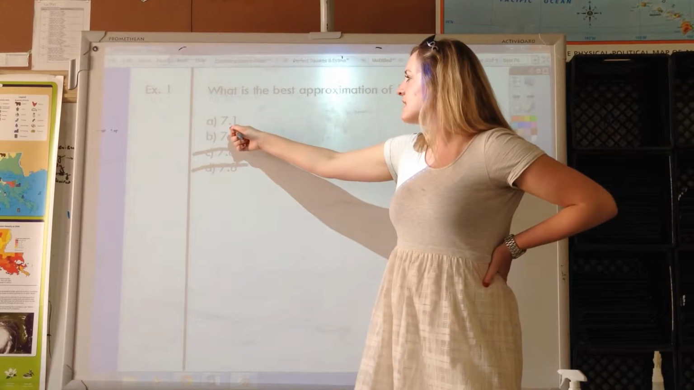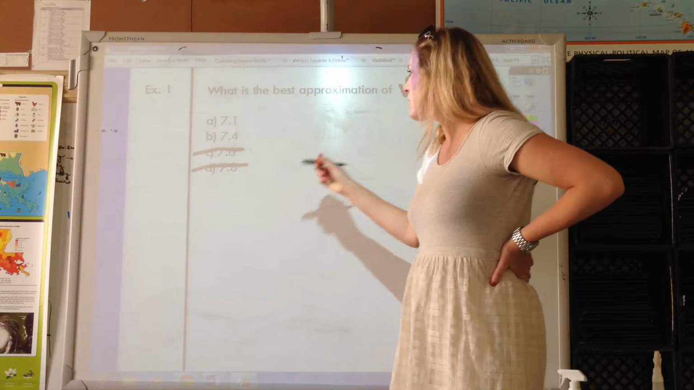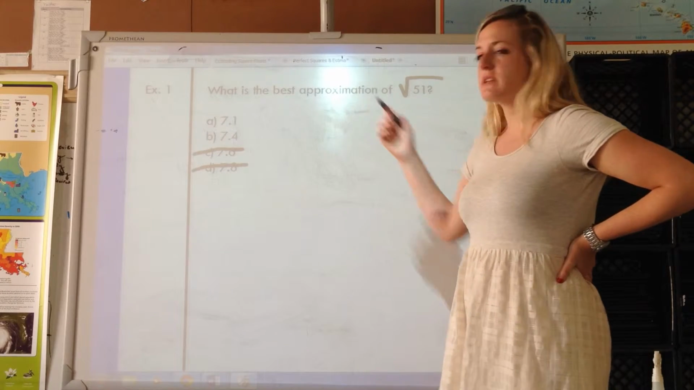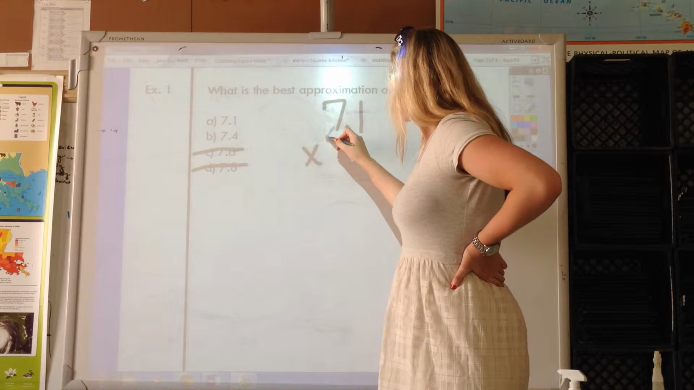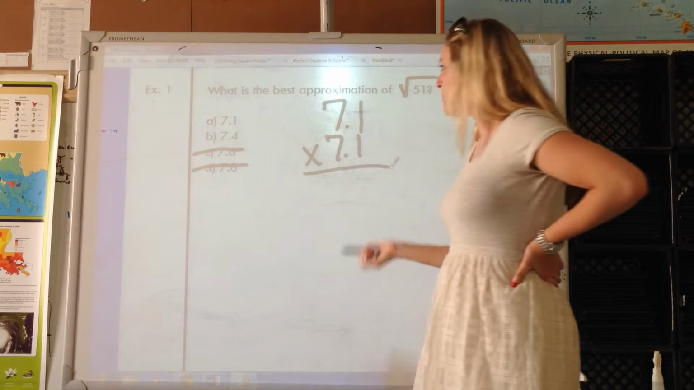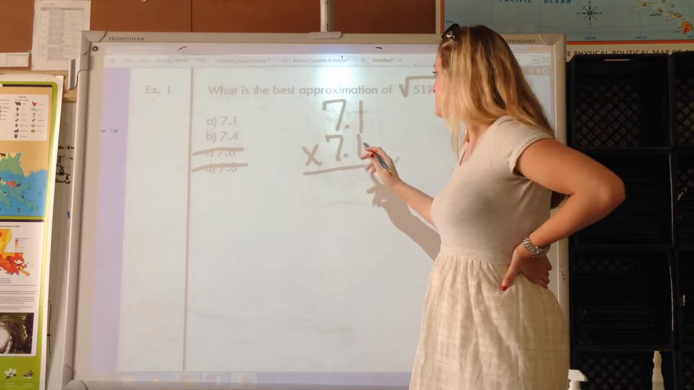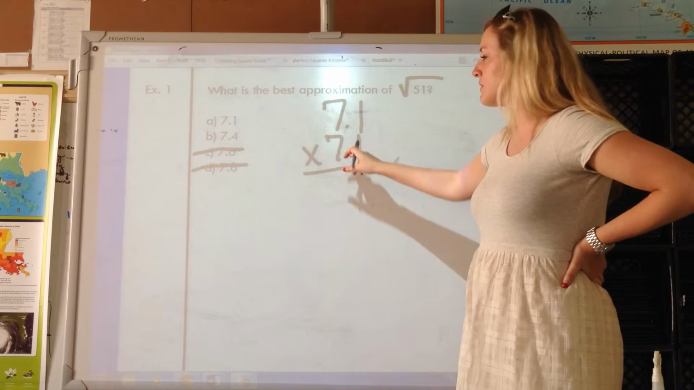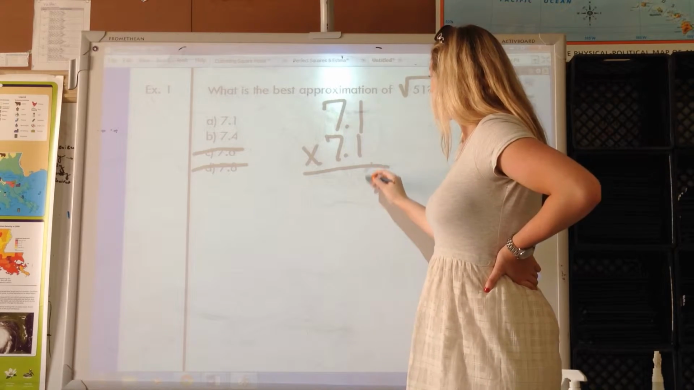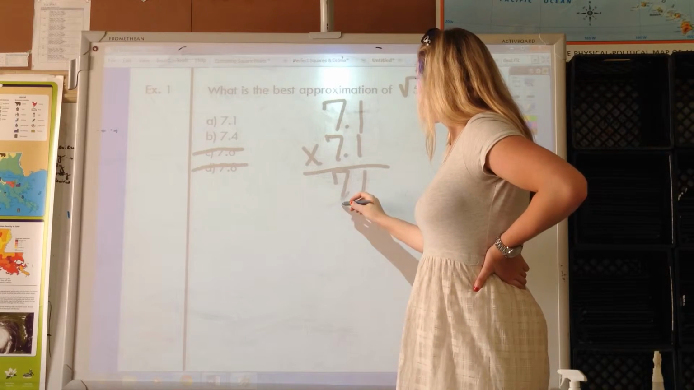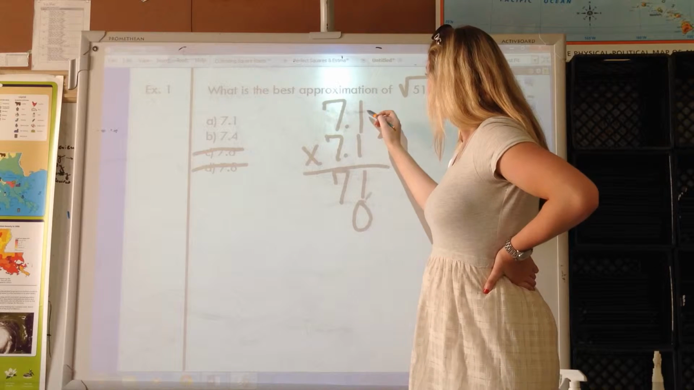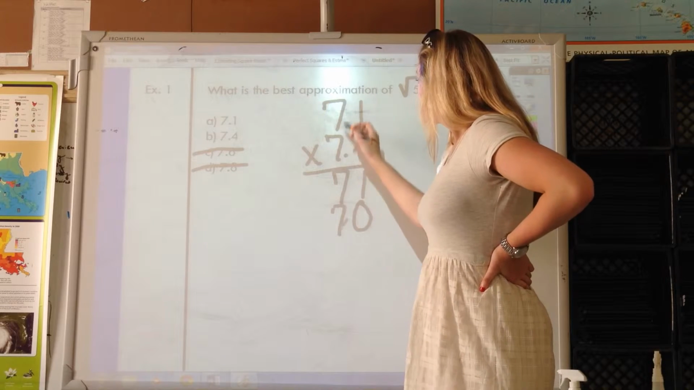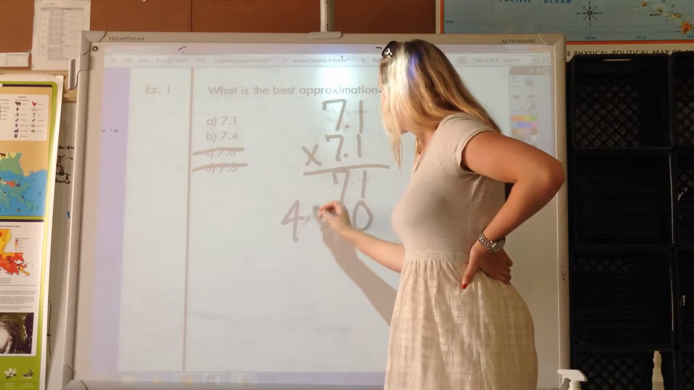And of course I determine this by squaring these numbers or multiplying them by themselves. So let's just pick one. We'll start with 7.1. Again, when I square it, I multiply it by itself. And of course, you remember from math intervention that you ignore your decimal until the end. 1 times 1 is 1. 1 times 7 is 7. My pen is your pen. Make sure you have this down. 0 placeholder. 7 times 1 is 7. And 7 times 7 is 49.